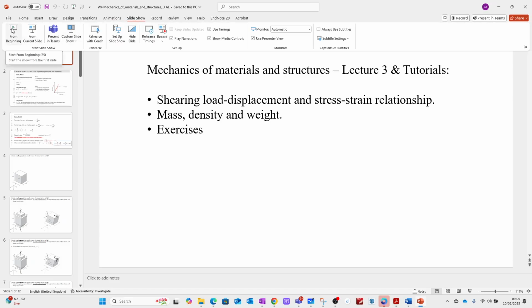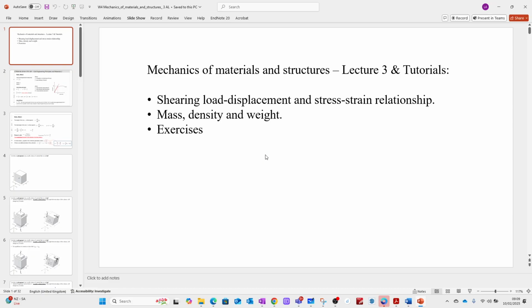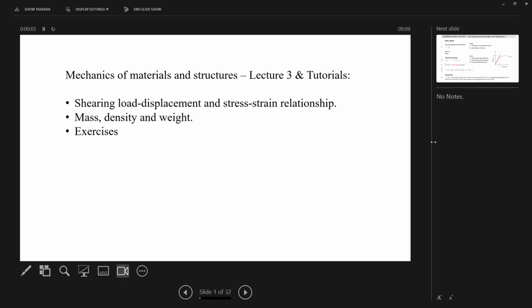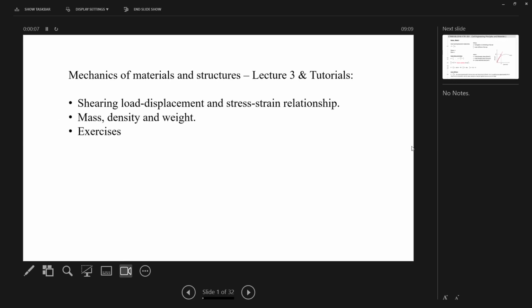Okay, let's go straight to the slideshow from the beginning. Can I make this any smaller? Right. Cool. Right, okay, here we are.